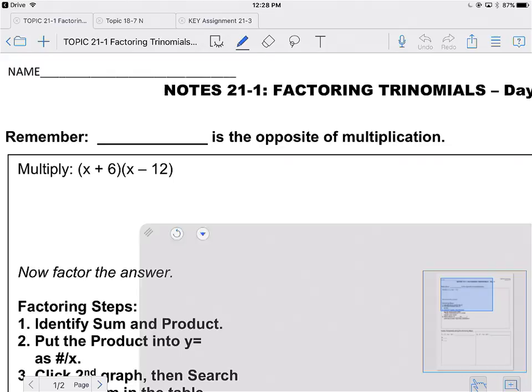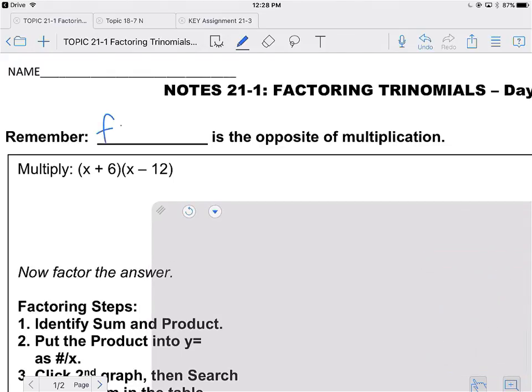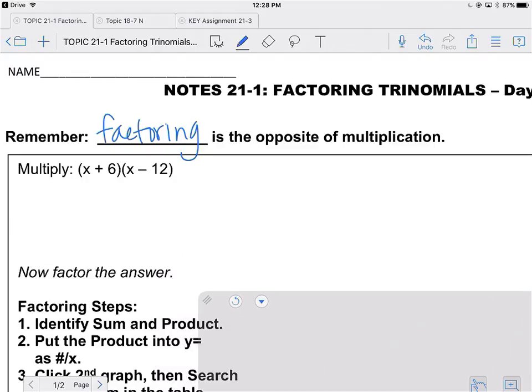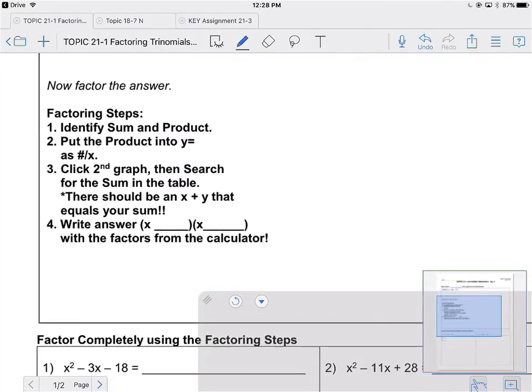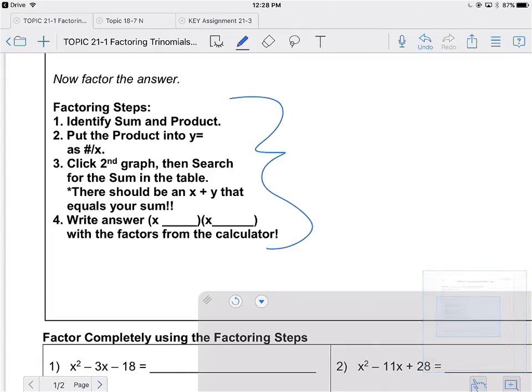So, we are refreshing our steps on factoring. Remember that factoring is the opposite of multiplication. So our steps, we're going to skip the multiplying. These are our steps. Identify the sum and product. Put the product into y equals as the number divided by x. Click second graph, then search for the sum in the table. There should be an x plus a y that equals your sum, and write your answers.